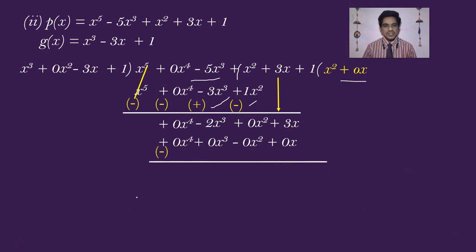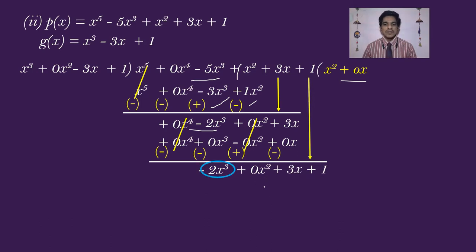Now let us do the subtraction, change the signs. So 0 x power 4, 0 x power 4, it's again cancelled. This is minus 2 and 0. So you will have minus 2 x cube, 0, 0 cancelled, plus 3 and 0, you will have plus 3x. Let us carry plus 1. Now compare minus 2 x cube with x cube. By what do we multiply x cube to get minus 2 x cube? It's very simple, minus 2.